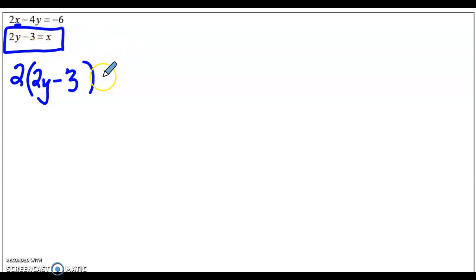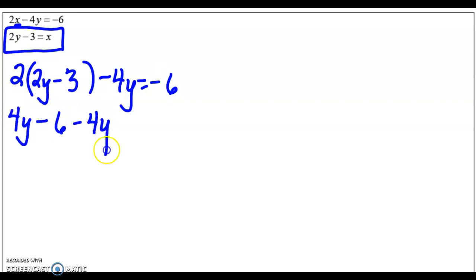Everything else in the top equation stays the same, so I still have a minus 4y, and it is equal to negative 6. I'm going to distribute. And this one is interesting because if you notice, when you combine like terms, you have 4y minus 4y. Those drop out, and you don't have any y's left. And what is left is a true statement.